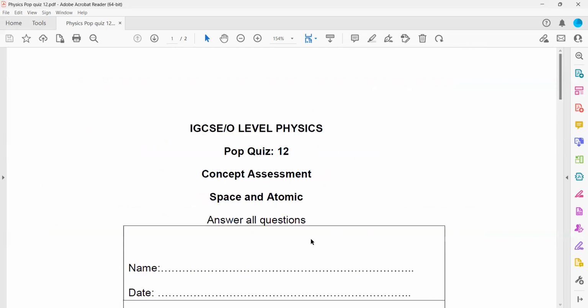So this was pub quiz 12, which was related to space and atomic physics.